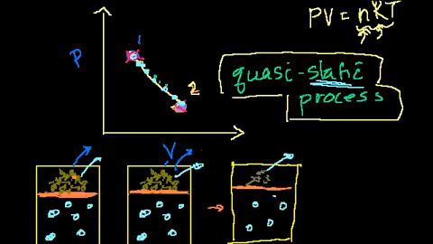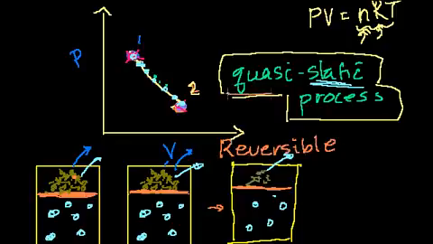Now, there's another term that you'll hear in thermodynamic circles that I had trouble comprehending the first time I heard it. It's called reversible. Sometimes these terms, quasi-static and reversible, are used interchangeably, but there is a difference. Reversible processes are quasi-static, and most quasi-static processes are reversible, but there are a few special cases that aren't. But the idea of a reversible process is something that happens so slowly.